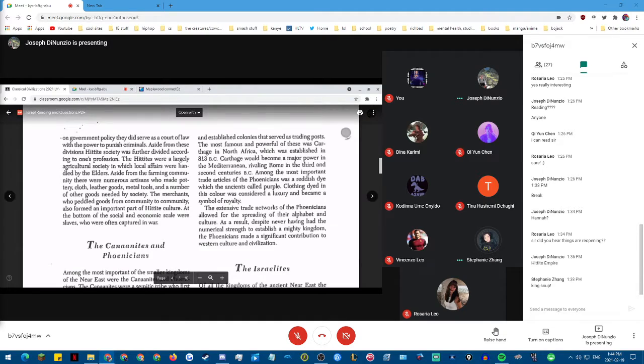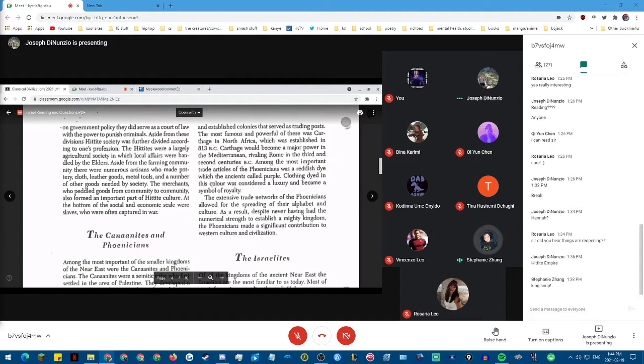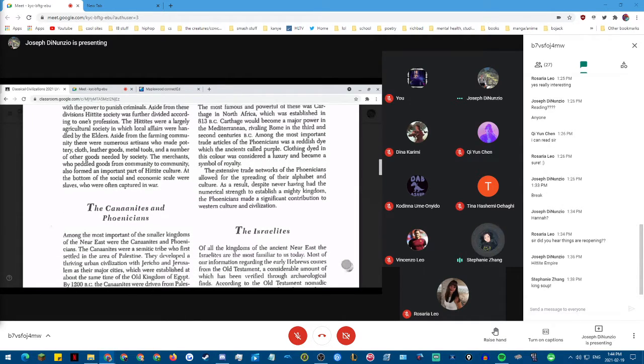Among the most important trade articles of the Phoenicians was a reddish dye, which the ancients called purple. Clothing dyed in this color was considered a luxury and became a symbol of royalty. The extensive trade network of the Phoenicians allowed for the spread of their alphabet and culture. As a result, despite never having had the numerical strength to establish a mighty kingdom, the Phoenicians made a significant contribution to Western culture and civilization.